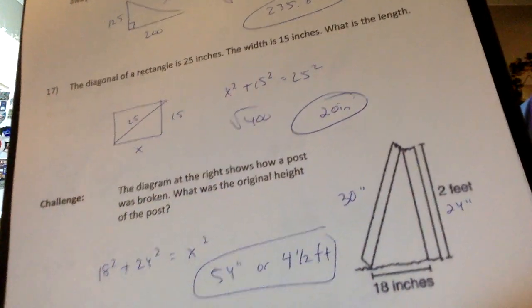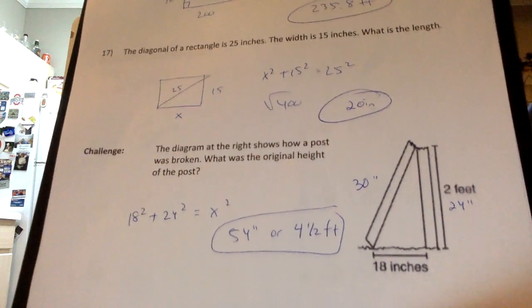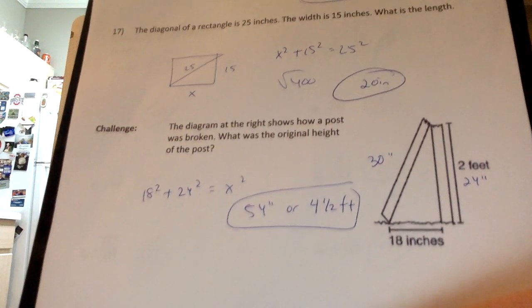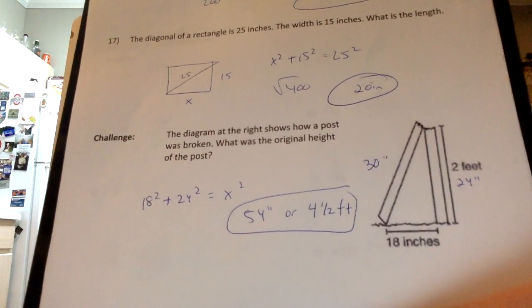The challenge problem is this right here. The diagram at the right shows how a post was broken. What was the original height of the post? All right, so the answer is 54 inches or 4.5 feet. Let me show you how I got that.